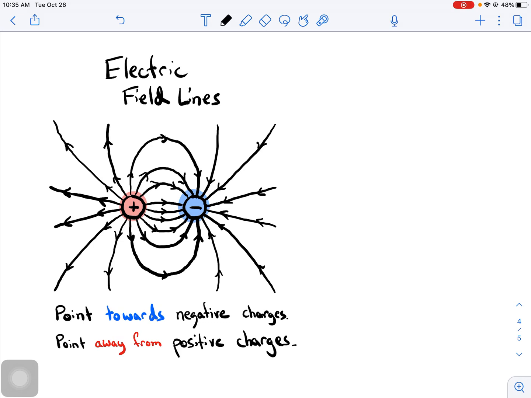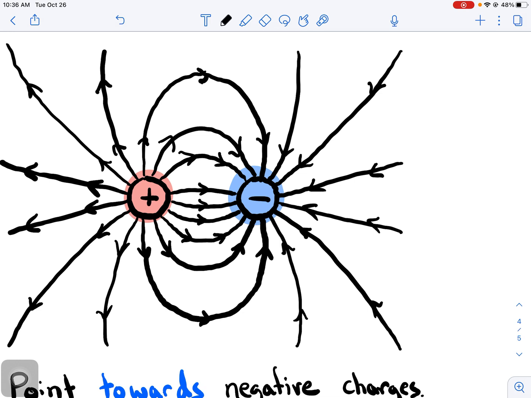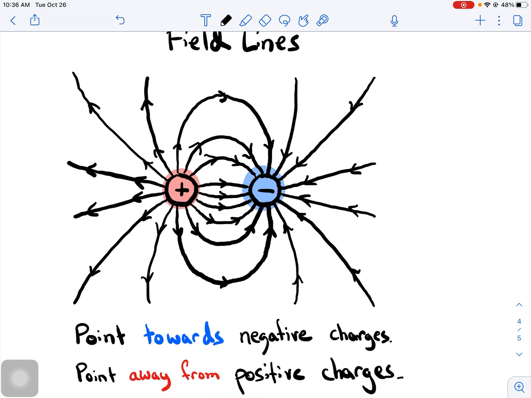And sometimes we model electric field lines. We draw them with like an arrow, and they always point towards negative charges, and they point away from positive charges. And so here are these two charges, a positive and a negative, and you can see the spread of the electric field because those electric fields actually interact. And those electric fields are going to cause a force of attraction between those opposite charges.